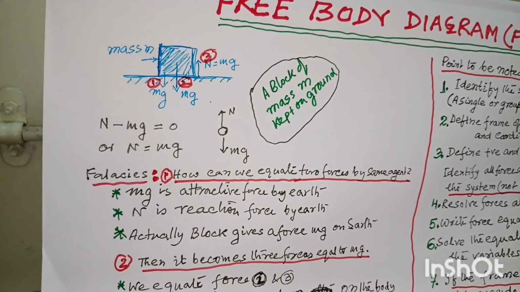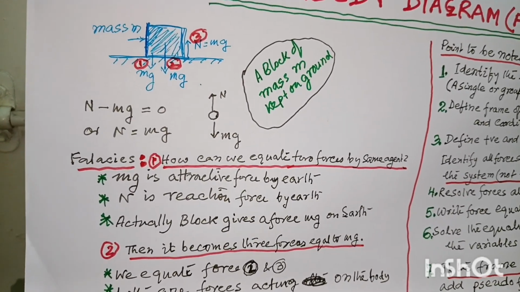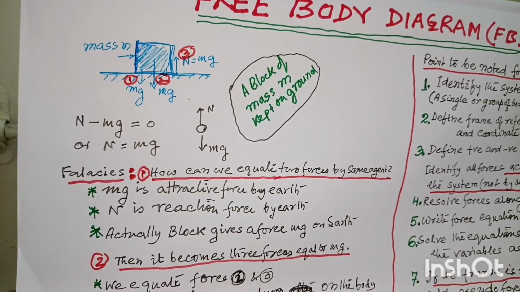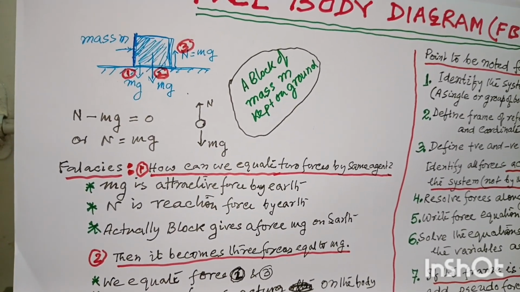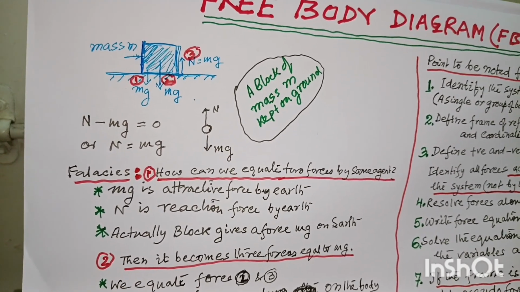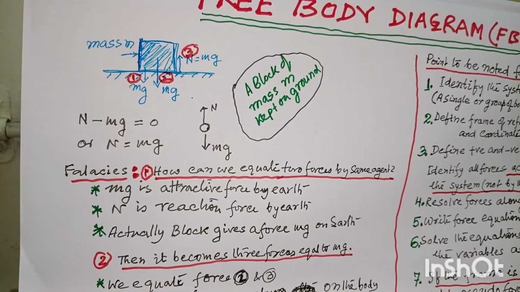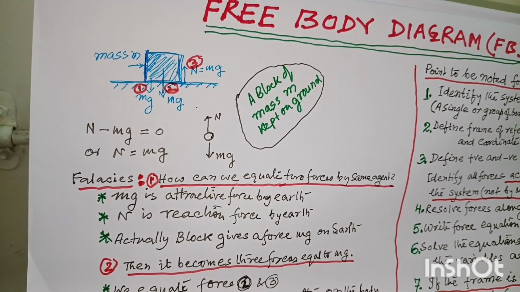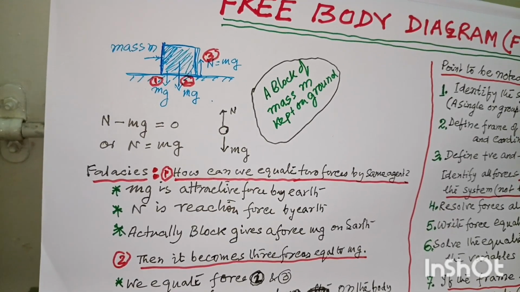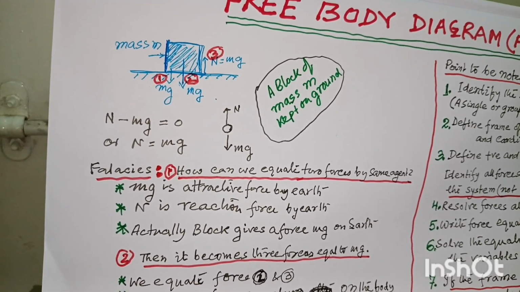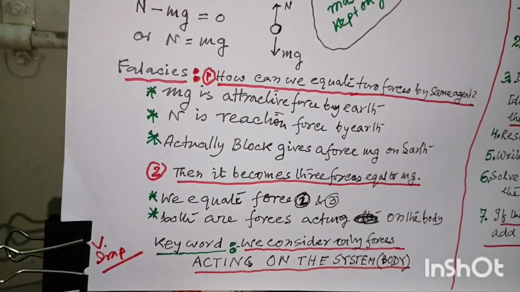And if we do not understand this, we will make this mistake everywhere. This is the simplest of the problems, but there are more complex problems. So what lesson do we learn from this? That any time, we will take the forces which are acting on the body, not forces given by the body. So here force number 1 is given by the body, but forces number 2 and 3 are forces acting on the body. So this is the lesson from these two fallacies.